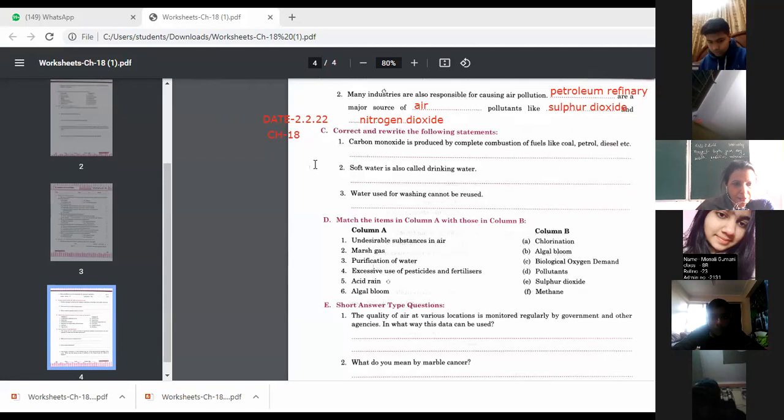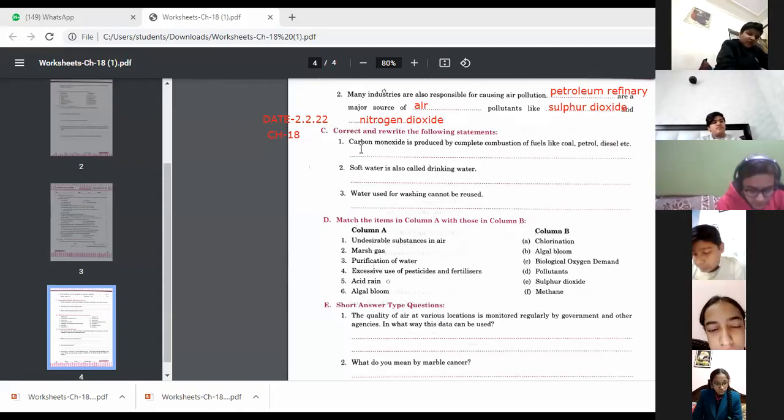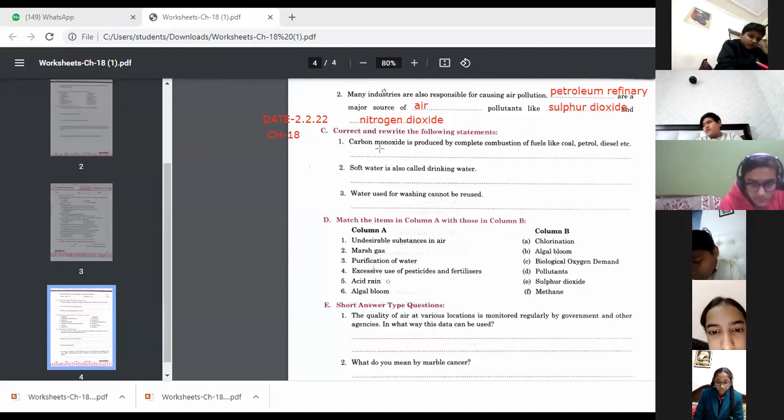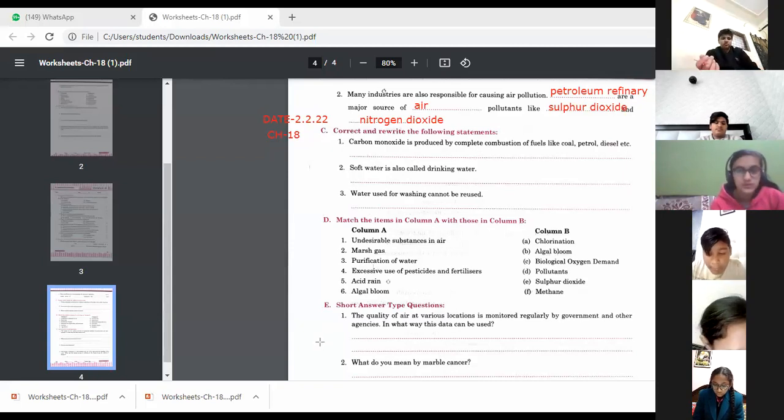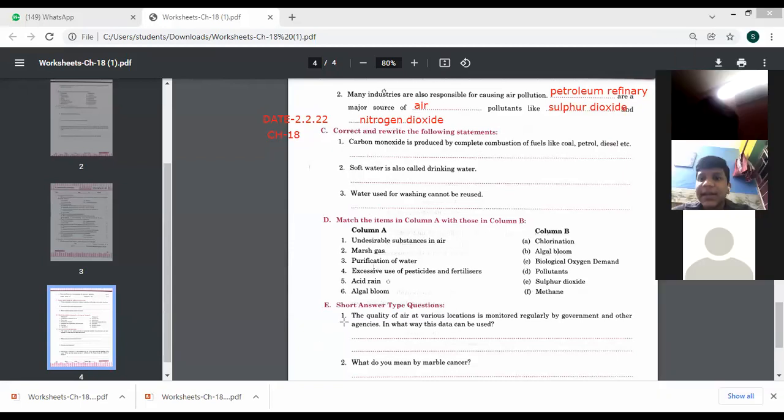So next, let's move to the next part. Correct and rewrite the following statements. So first of all, let's see what is the wrong one out. Carbon monoxide is produced by complete combustion of fuel like coal, petrol, diesel, etc. Incomplete combustion. Okay, children, either two can be changed. Either you can change incomplete combustion या फिर आप कार्बन डाइऑक्साइड को चेंज कर सकते हो. सो कंप्लीट वर्ड की जगह पे आएगा इनकम्प्लीट कंबशन.